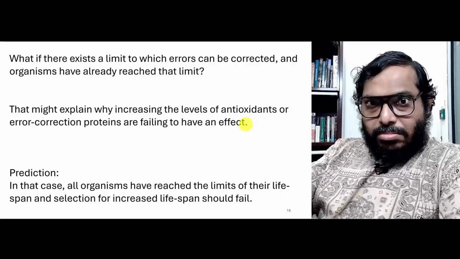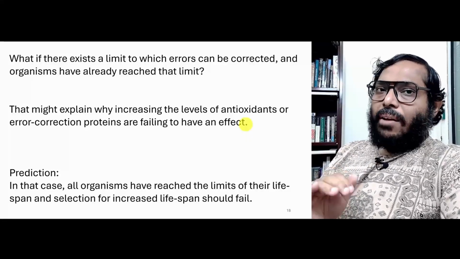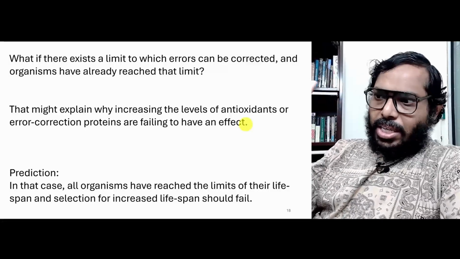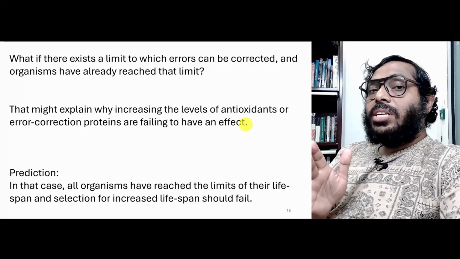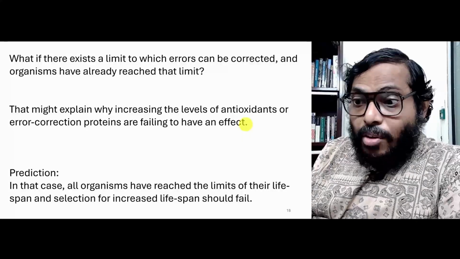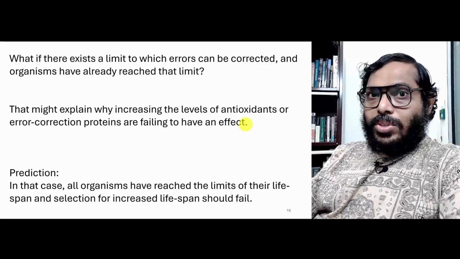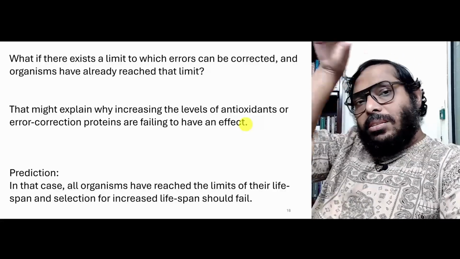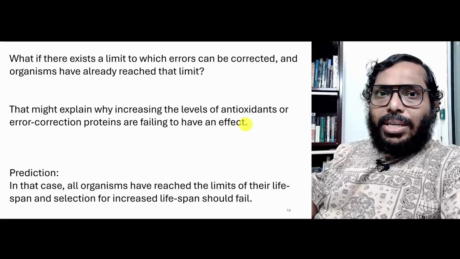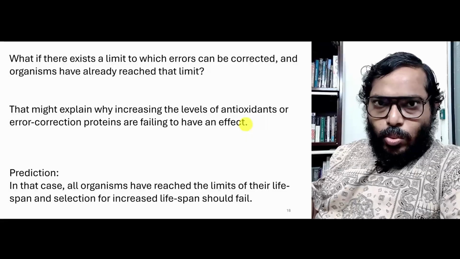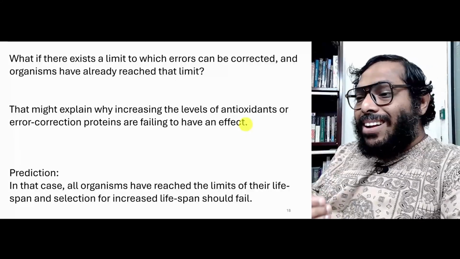So, if we take this possibility, then what is the prediction? The prediction is that all organisms have already reached the limits of their error correction, they have reached the limits of their lifespan, and if that be the case, there is no genetic variation left, which means that if you now try to select for increased lifespan, then that selection should fail. In other words, what we are trying to say is that the mechanism is correct, it is just that wear and tear mechanisms are the ones which are leading to aging, but they are operating at their limits, which is why if you change the levels there is no effect happening, and the corollary of that is therefore it should not be possible to select for increased lifespan in any organism.